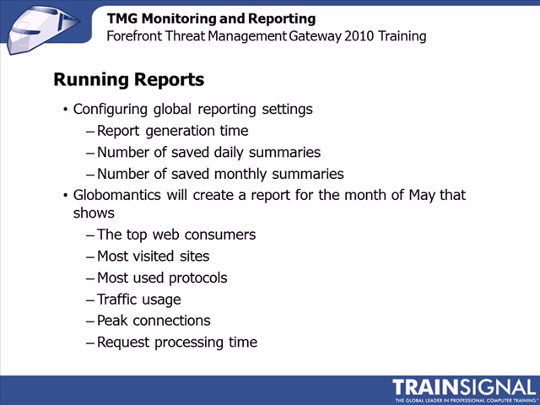Global Mantics is going to create a report for the month of May that shows the top web consumers, the most visited sites, the most used protocols, overall traffic usage, peak connections, and request processing time. This will give management a look at exactly who's using the web the most, what sites are being visited the most, traffic patterns, and making sure that the Threat Management Gateway system is not bottlenecking requests because the request processing time is too high.